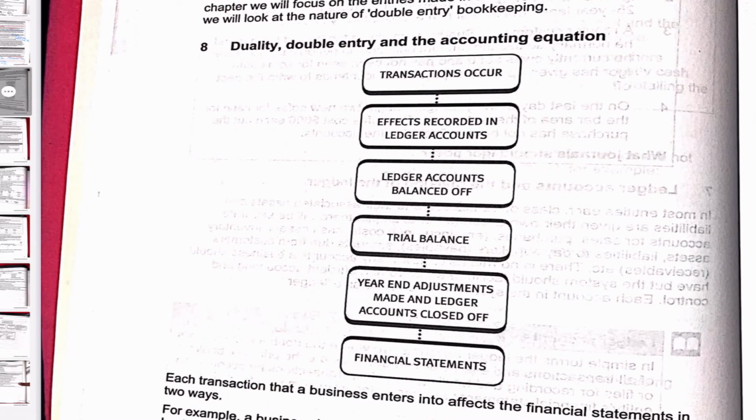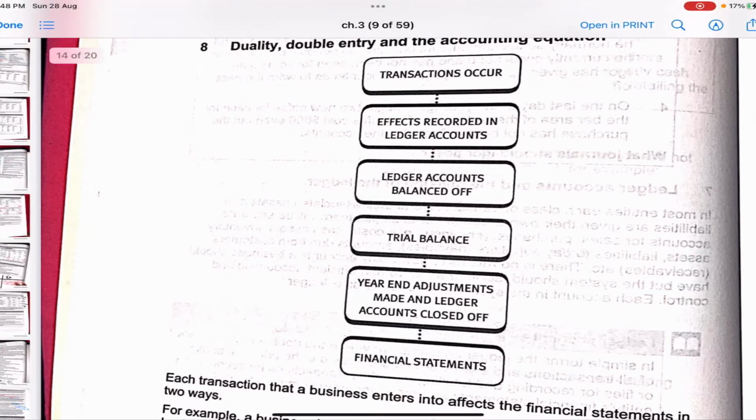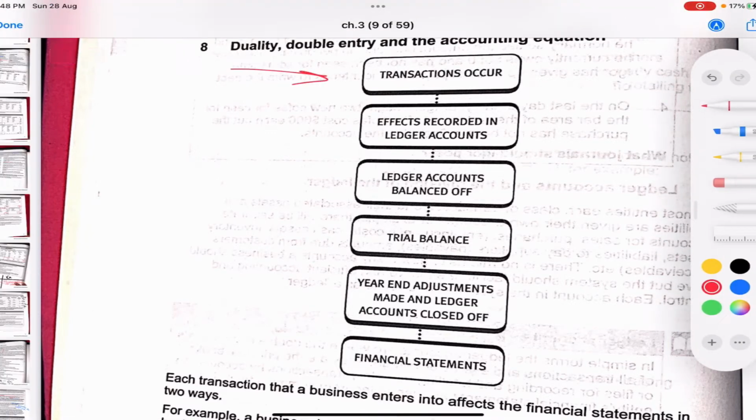Okay, now let's see how the accounting equation works. First, what happens first? In the beginning, the transaction occurs. Whatever transaction happens, it takes place. After that, it is recorded in the ledger accounts. We had discussed what a ledger is. Every entity has an account of its own, so whatever transactions are taking place get reflected in the ledger accounts.